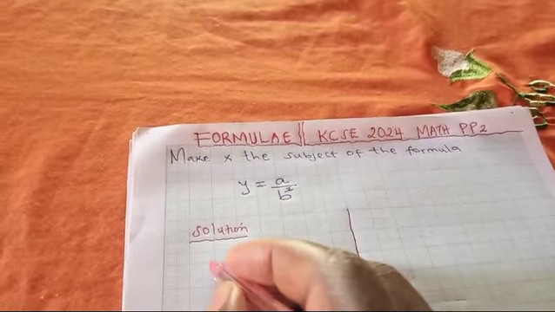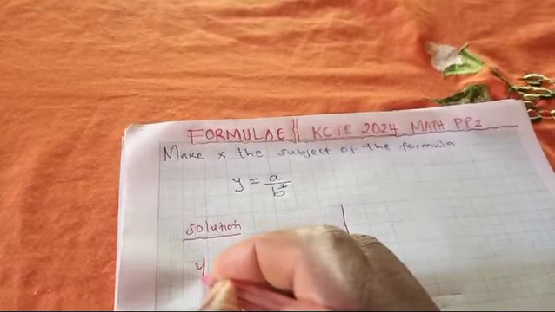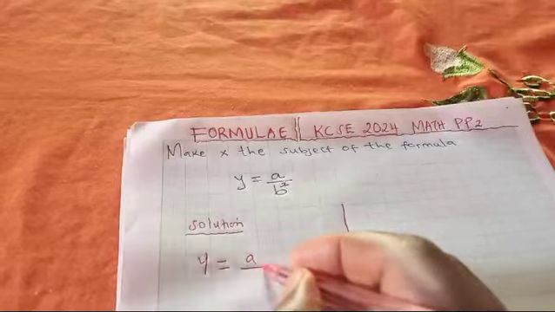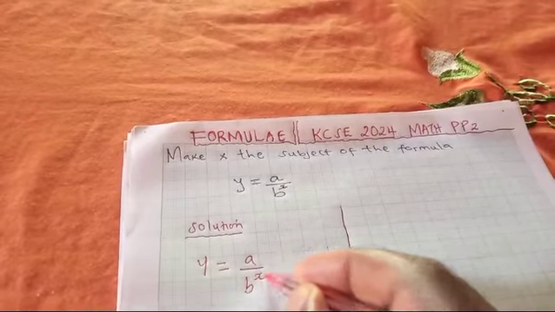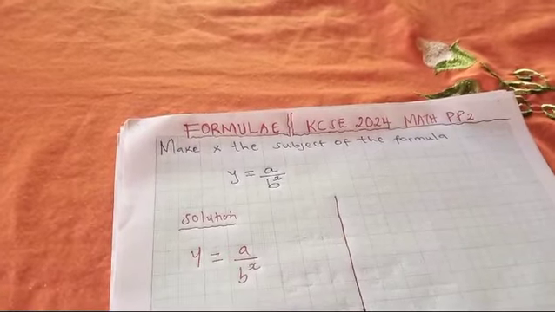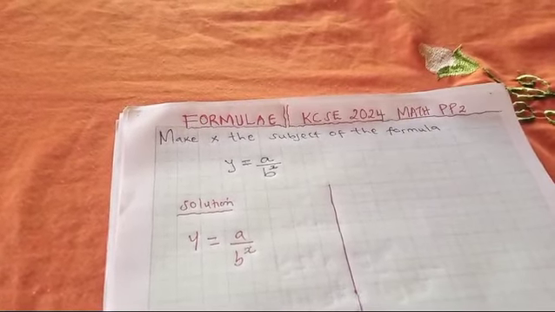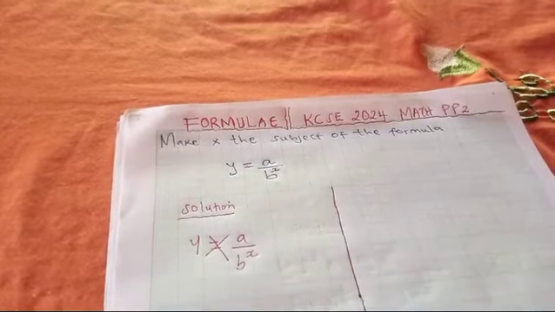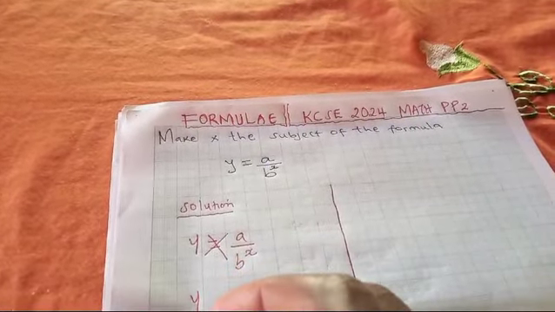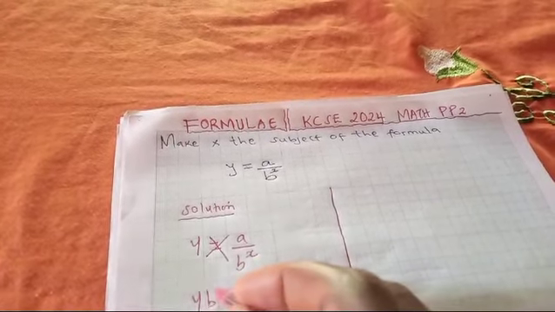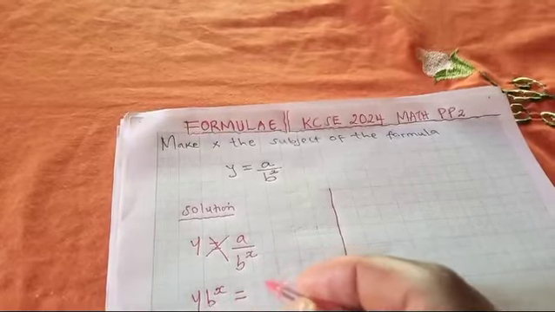So we are going to say that our y is equal to a over b raised to power x. We are going to cross multiply. That is the first step that we are going to take. We cross multiply. So we are going to have y, we multiply by the denominator here, which is b raised to x, is equal to a.